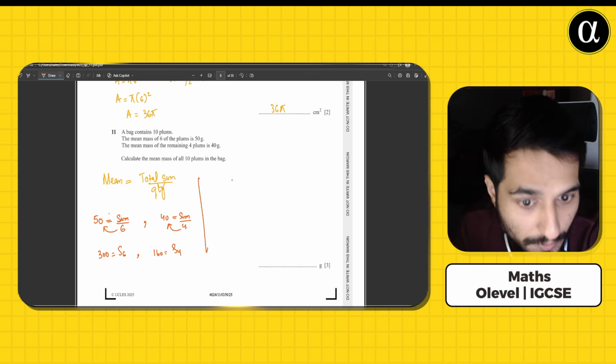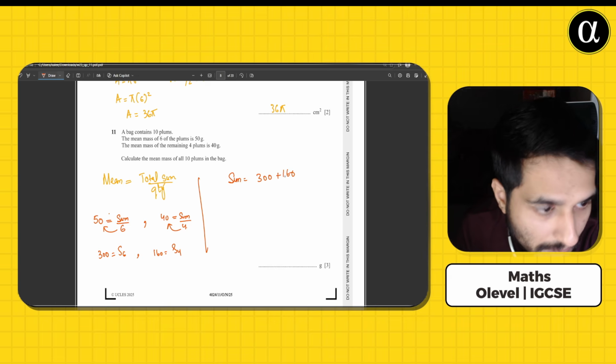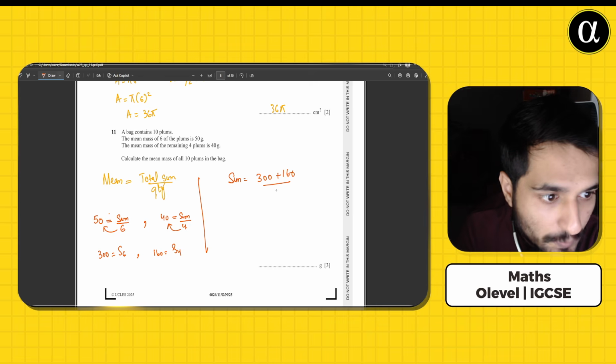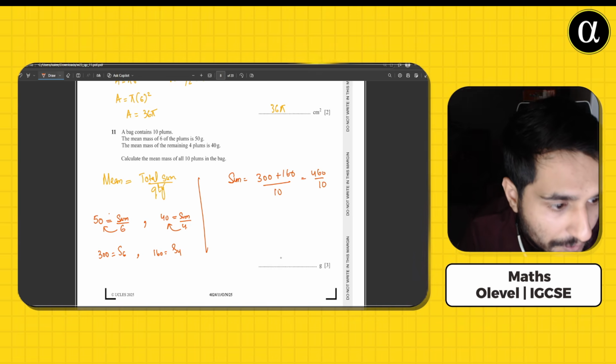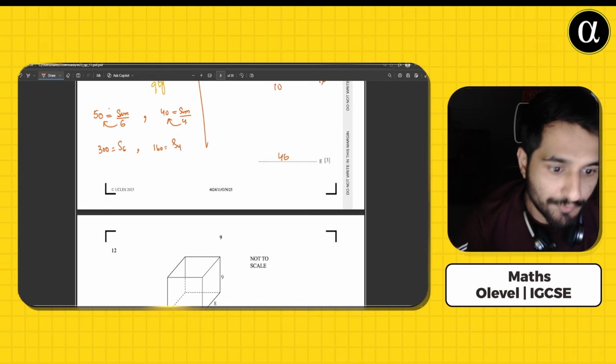So what is the total sum? The final mean is going to be 300 plus 160 upon the total quantity, which is 10. So this is going to be 460 over 10, and the answer is going to be 46, right? The 0 and 0 cancel basically. Let's move on to the next part.